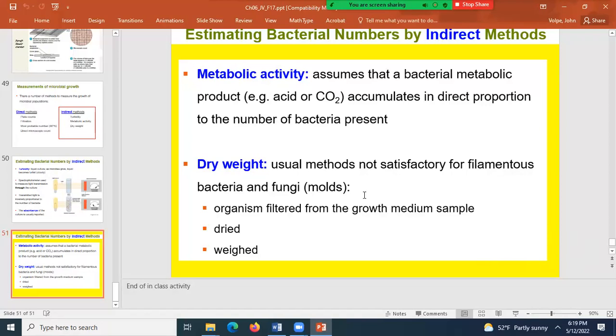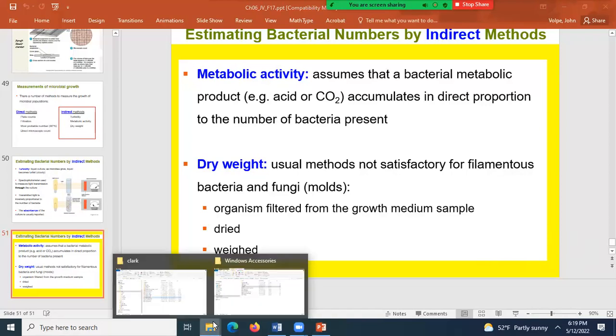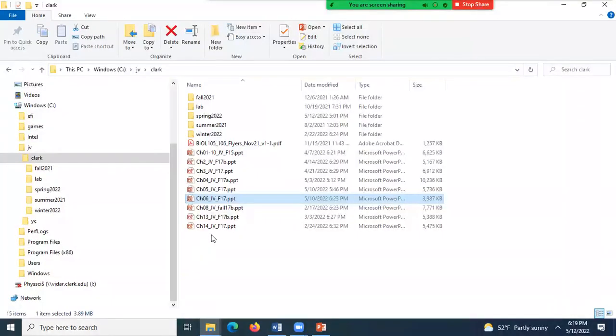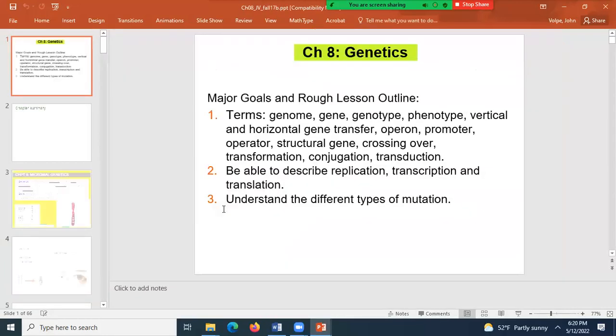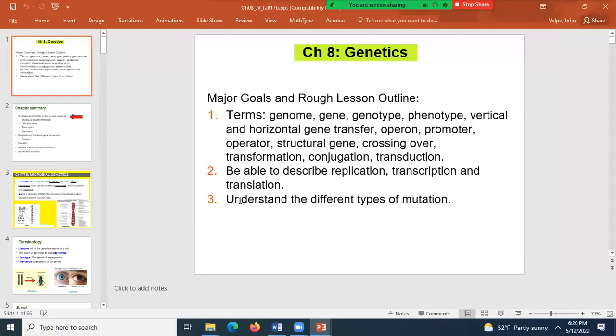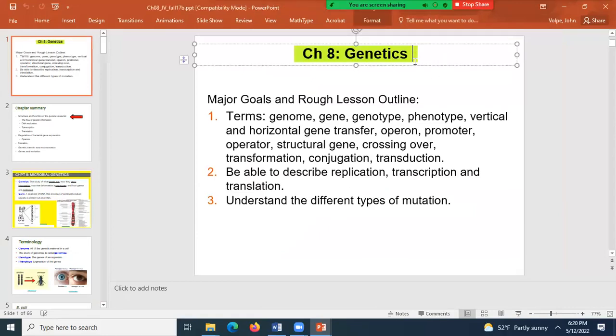If not, that's it for chapter 6. And we're almost out of time, aren't we? Let me just start with one slide of chapter 8. The goals, know the terms, be able to describe DNA replication, RNA transcription, and protein translation, and understand the different types of mutation. Any question about any of that? Any question about anything?